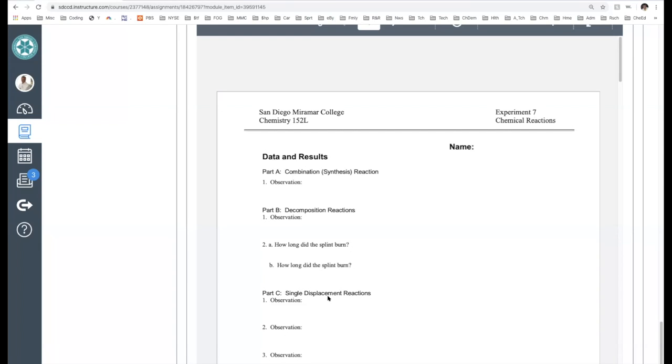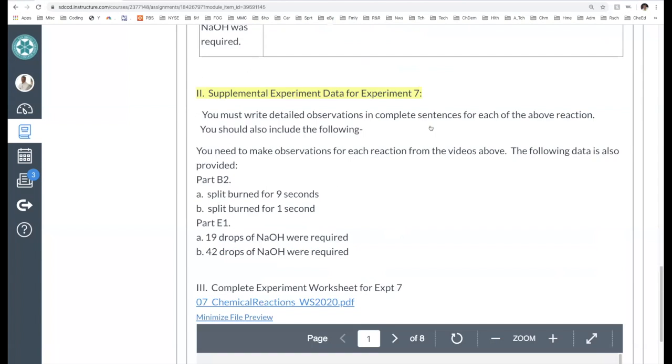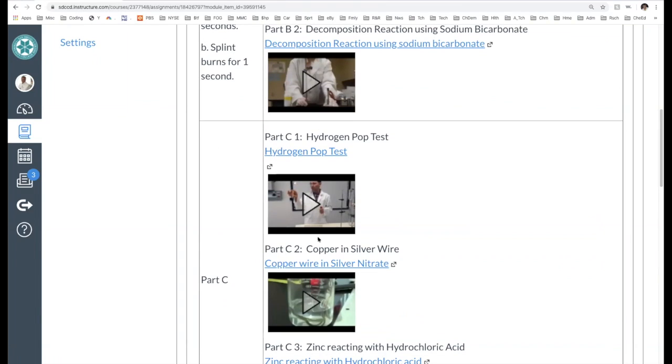Part C, single displacement reaction, 1, 2, and 3. So let's go back to the video and let's take a look at that. There's 1, 2, and 3. The first is the hydrogen pop test. Second is copper in silver. And the third is zinc reacting with hydrochloric acid.